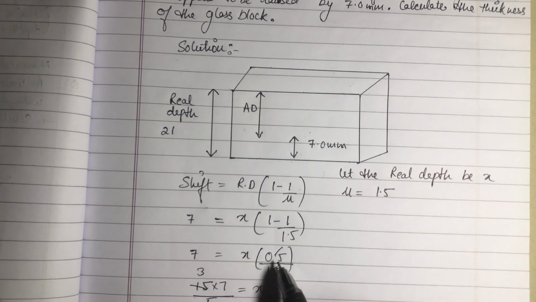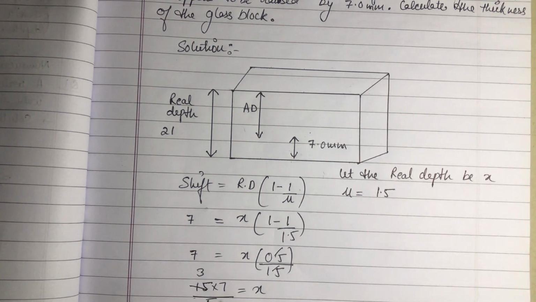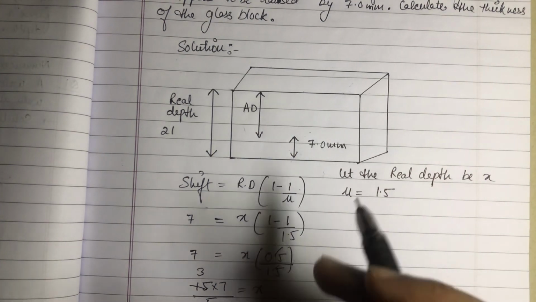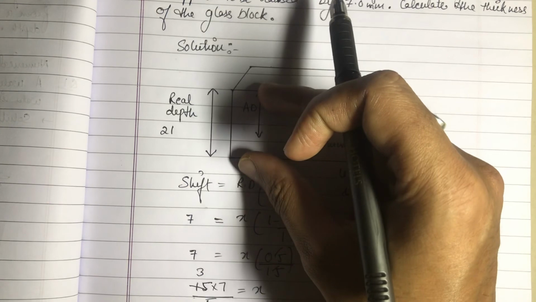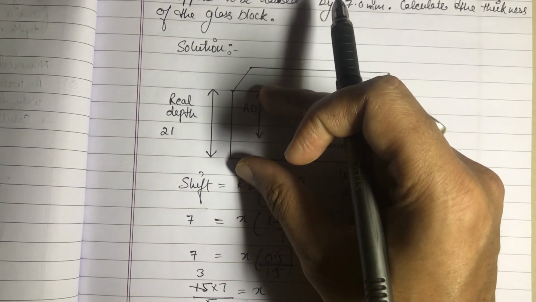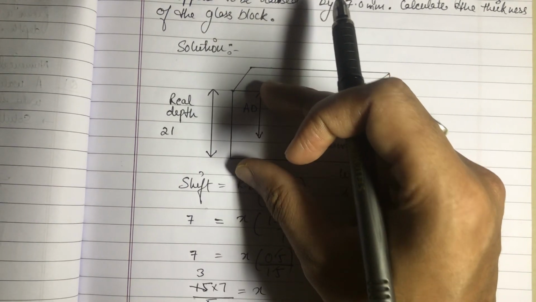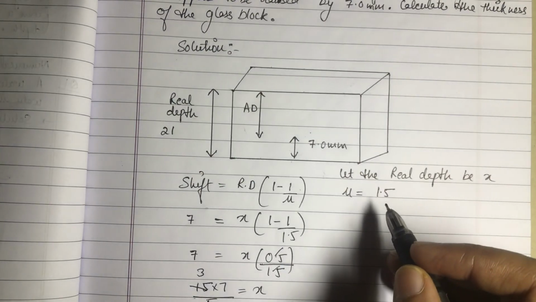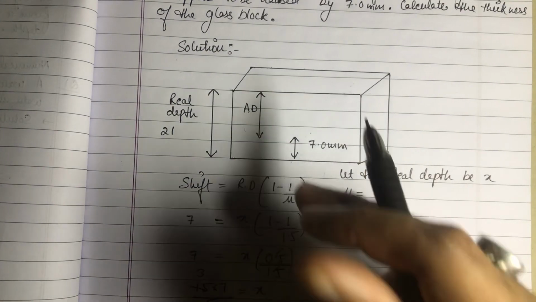7 equals x into 0.5 upon 1.5, so you can cancel out the decimal. We take this value this side: 15 into 7 upon 5. This comes out to be 21 millimeter. Means 21 millimeter is the apparent depth. Sorry, that is our real depth. That was asked in the question: calculate the thickness of the glass block.